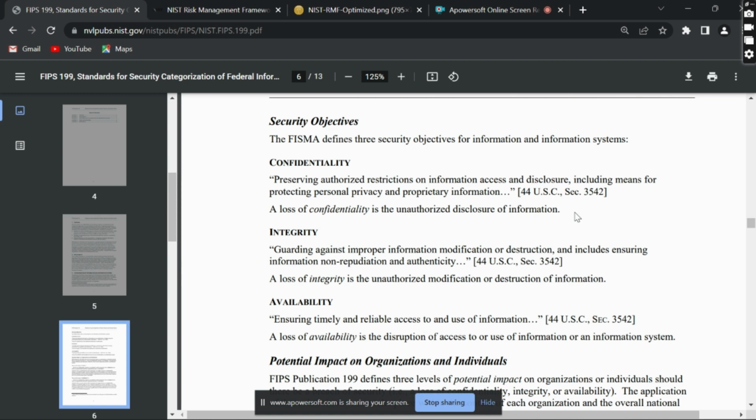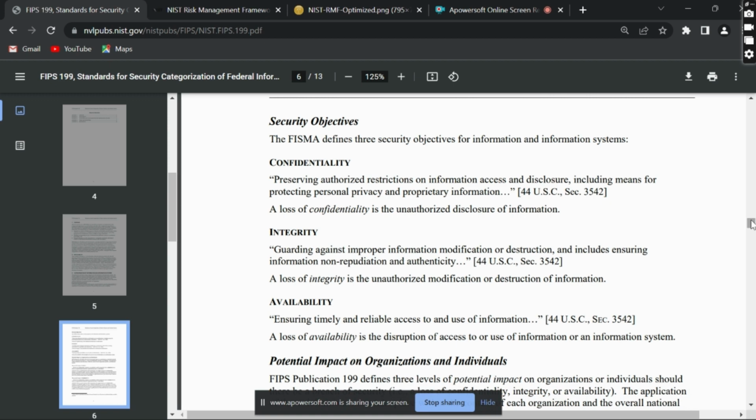When you talk about availability, all the information must be available at the right time. So let's say a patient comes to the hospital and says, I need my medical record. It should be available. All the medical records should be available for the patient. You cannot say, because of hackers we got a breach or something, so we cannot provide you with your information. No, that is not fair. All this must be available to the patient at the right time.